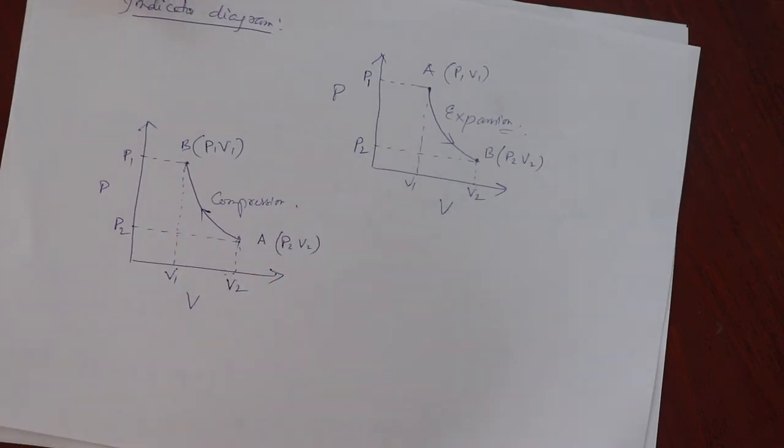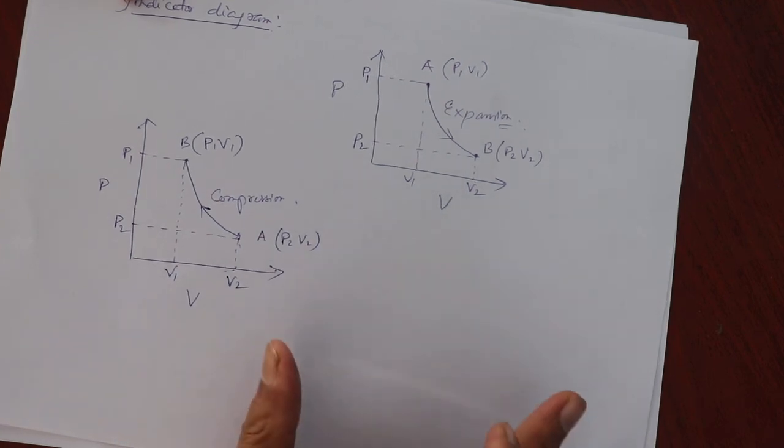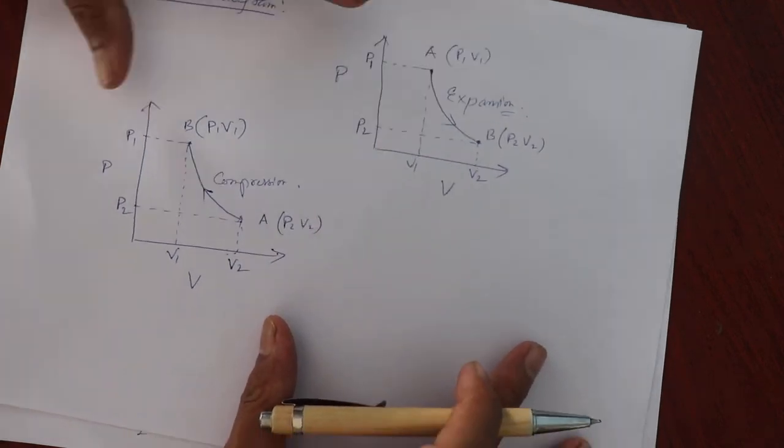So this is the indicator diagram for compression of a gas and expansion of a gas, and you just try to revise these 2 graphs. This is very important.